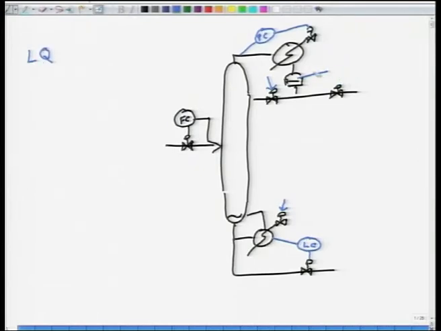You may orient the level controller the other way. If the level controller is oriented this way, then the operator has to set this stream, and therefore, this is the distillate stream. The operator has to set what is the distillate flow rate and what is the Q or the reboiler duty. So, this is Q.